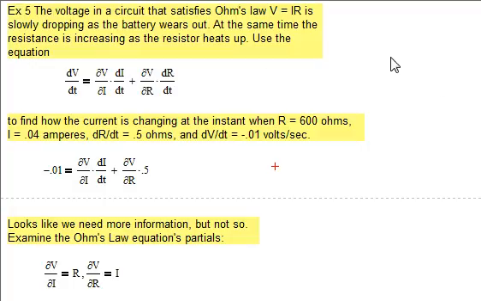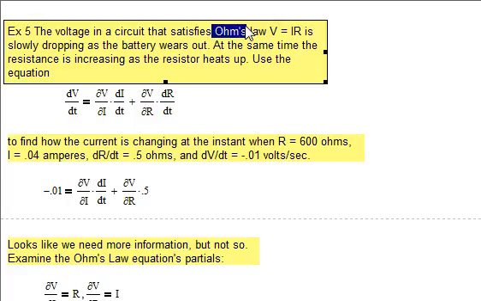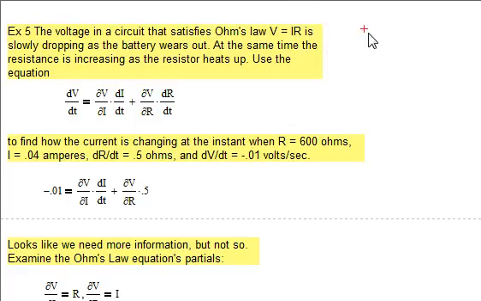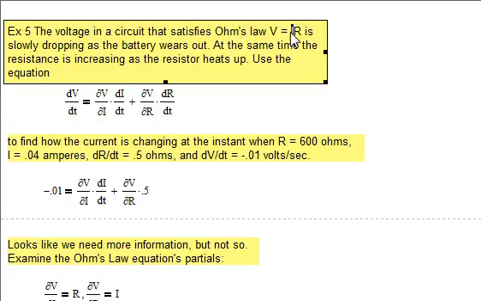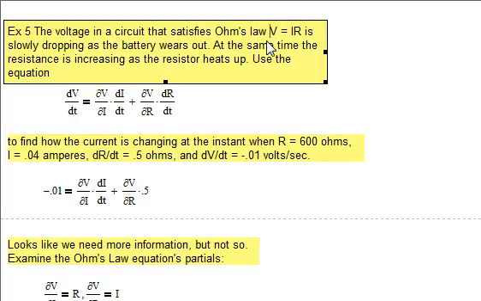Well, here's a problem involving electric circuits and Ohm's law, which is that the voltage is the current in amperes times the resistance. That voltage is slowly dropping as a battery wears out, and maybe it's causing a fire on a Boeing 787, but I'm not sure about that. At the same time, the resistance is increasing as the resistor heats up.